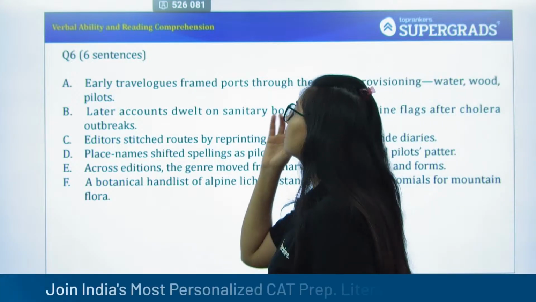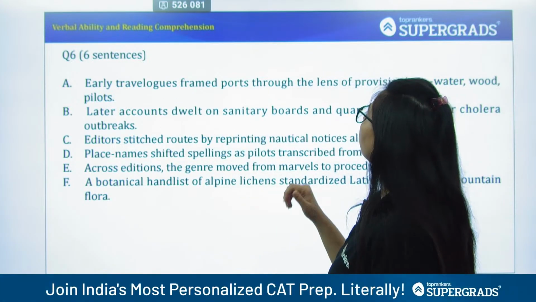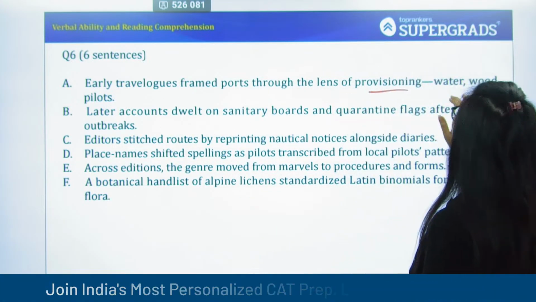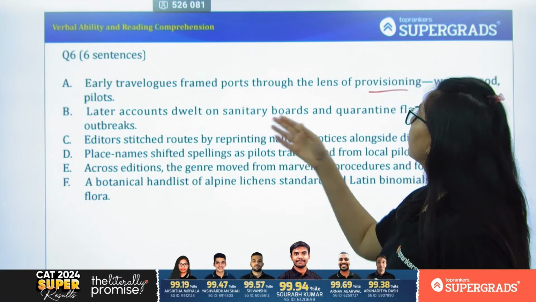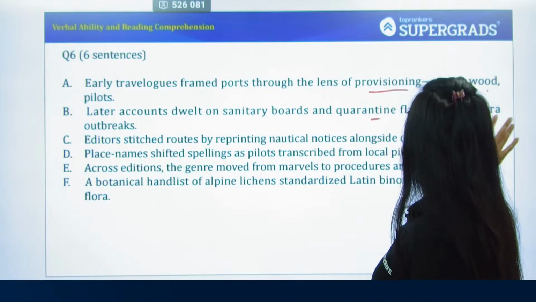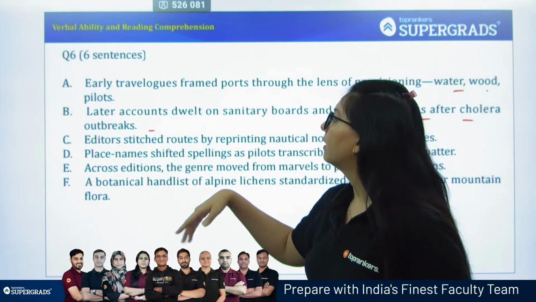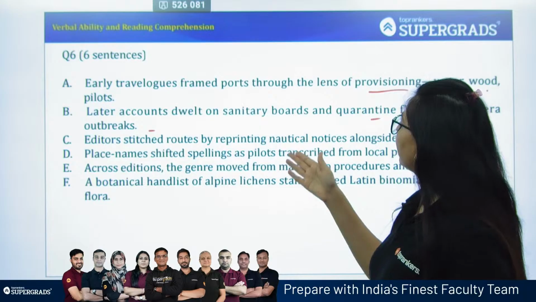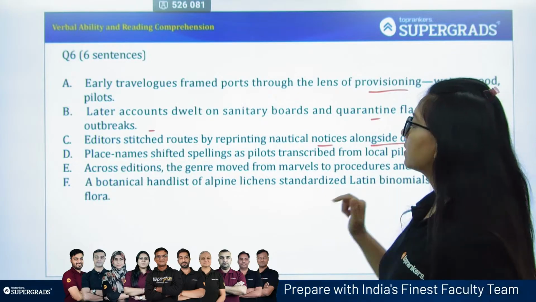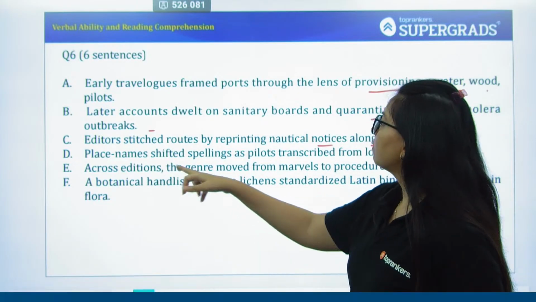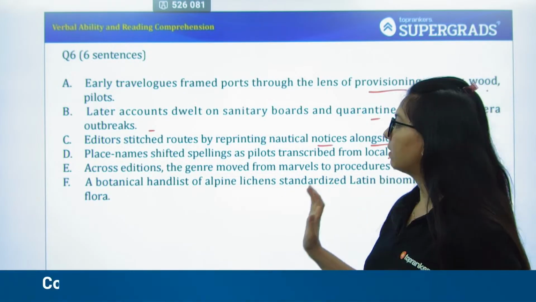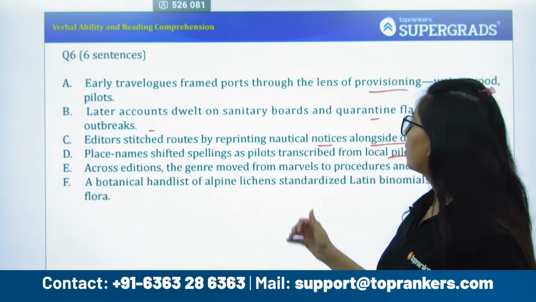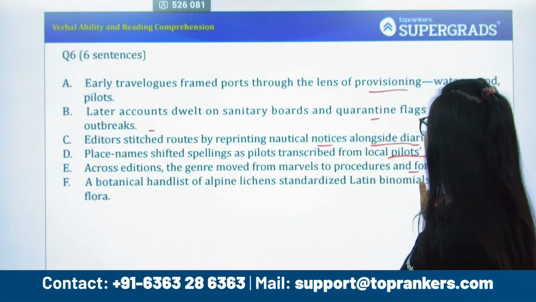Question number 6. Early travelogues framed ports through the lens of provisioning: water, food, pilots. Later accounts dwelt on sanitary boards and quarantine flags after cholera outbreaks. Editors stitched routes by reprinting nautical notices alongside diaries. Place names shifted spellings as pilots transcribed from local pilots' patter. Across editions, the genre moved from marvels to procedures and forms.